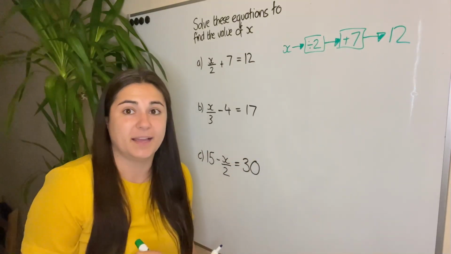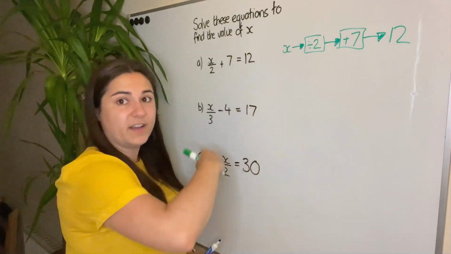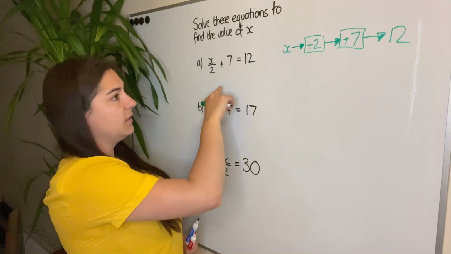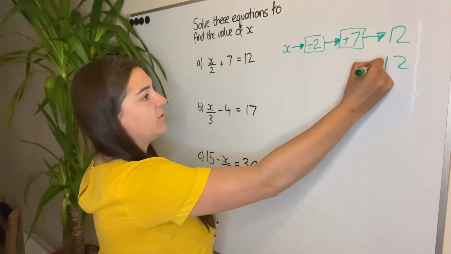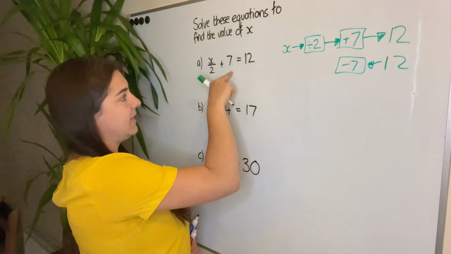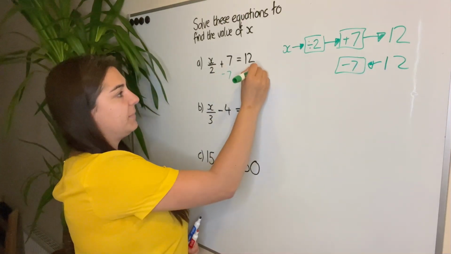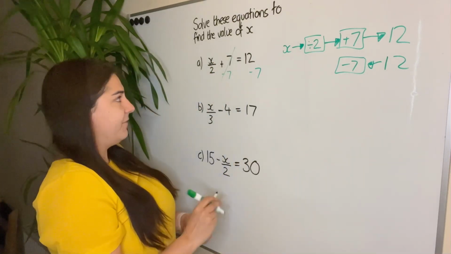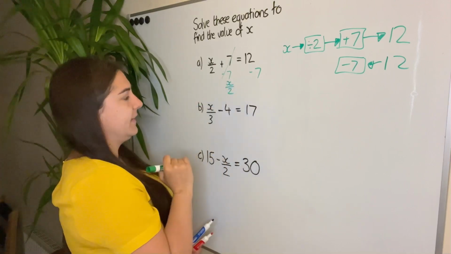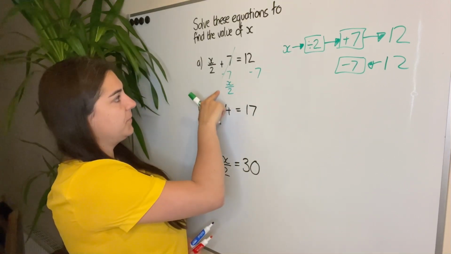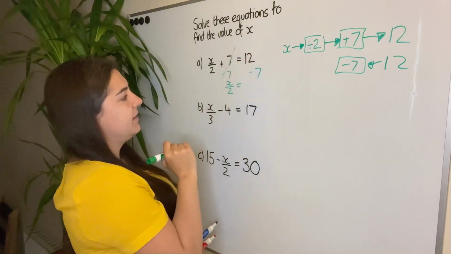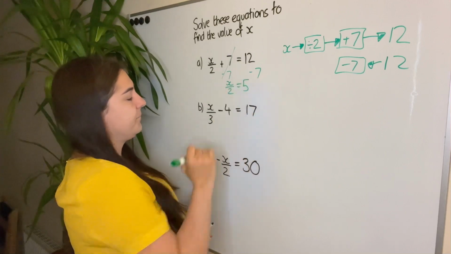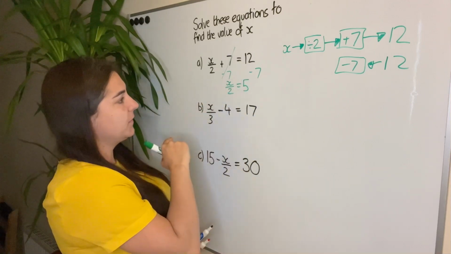So using BIDMAS, whenever I'm solving equations, I always do the reverse in order to move things from one side to the other. So the first step is, I'm going to have to subtract 7 because I'm doing the inverse. And why do I do the inverse? Because it cancels out. 7 take 7 leaves me with nothing. And that's why I'm just left with x over 2 on this side. Okay, so x over 2 equals 12 take 7, which leaves me with 5. So x over 2 equals 5.